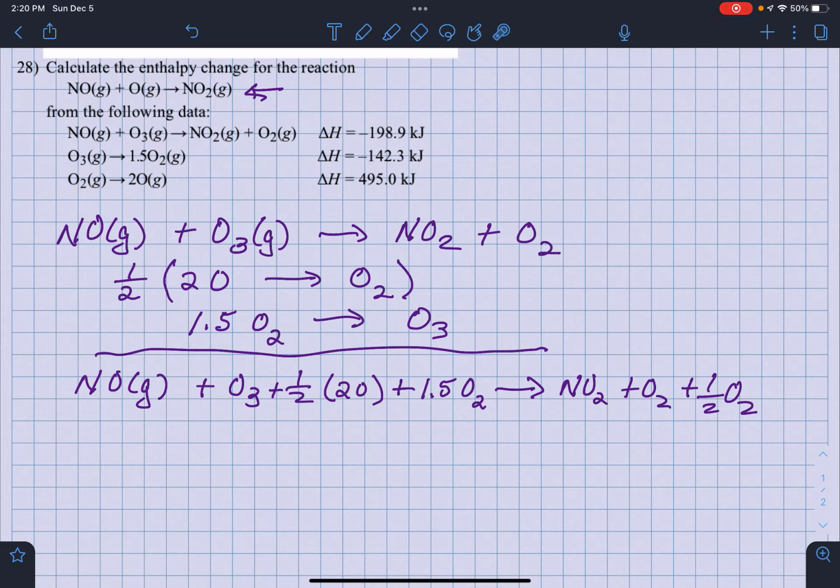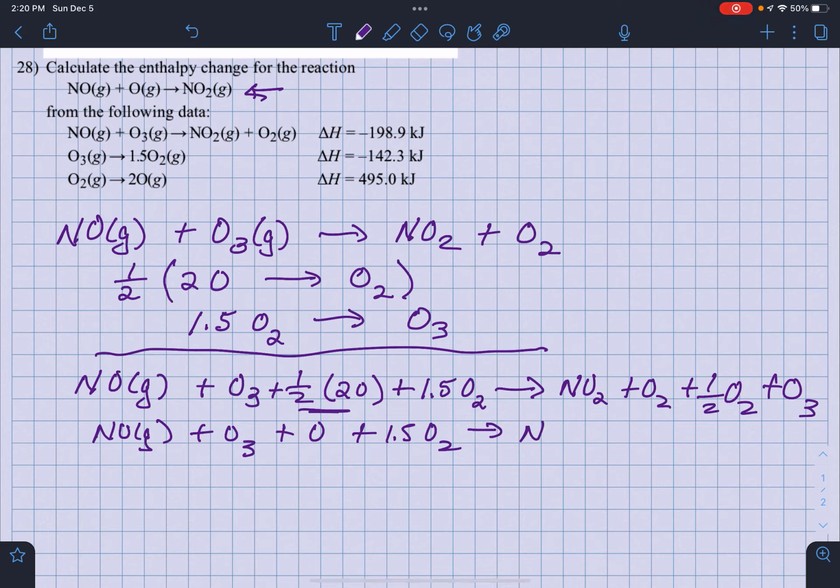Okay, and then in the third reaction, I've got ozone. All right, so let's take a look at this. Let me rewrite it after I add things together a little better. So now I've got NO plus ozone plus the 1/2 times 2, which just gives me a single oxygen, plus 1.5 O2 generates NO2. And so now I'm adding O2 and 1/2 O2 together, so that's 1.5 O2.